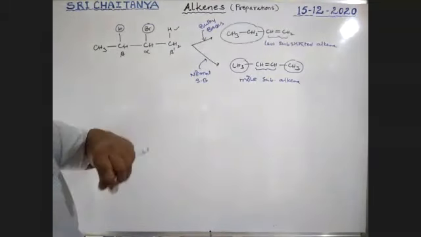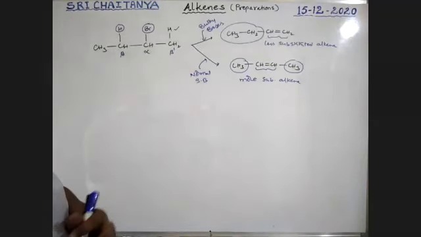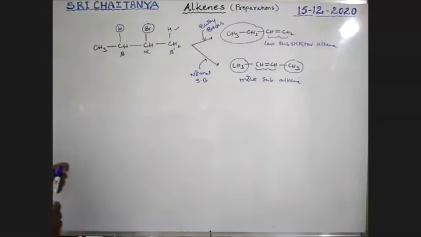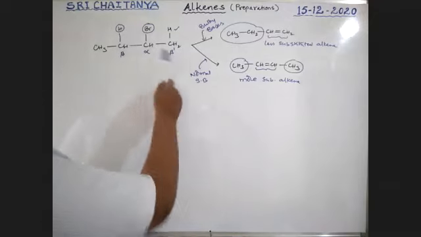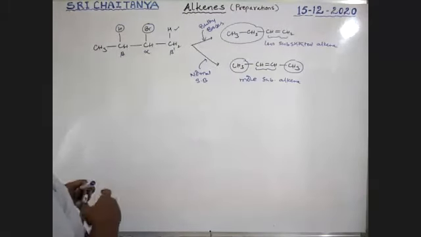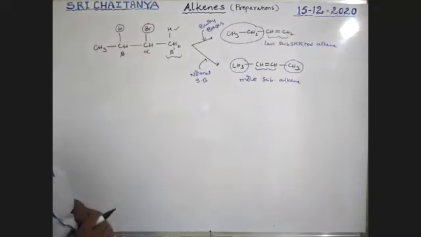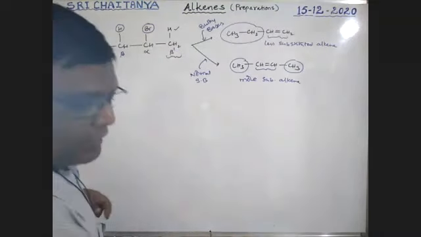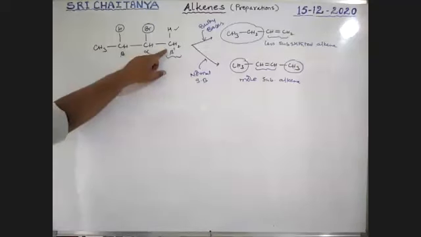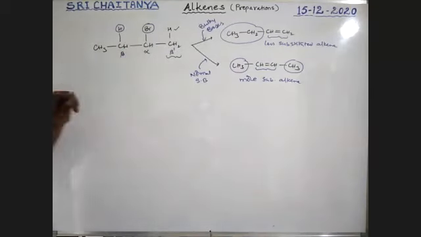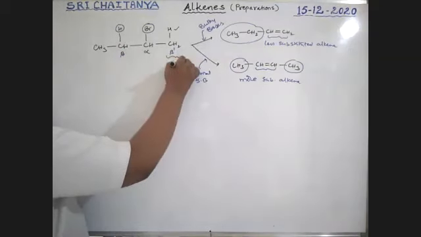Let us observe. These are the two beta positions. For this carbon, how many hydrogens are there? Listen carefully. For this beta carbon, how many hydrogens are there? 2 plus 1, a total of 3 hydrogens are available. 3 beta hydrogens.